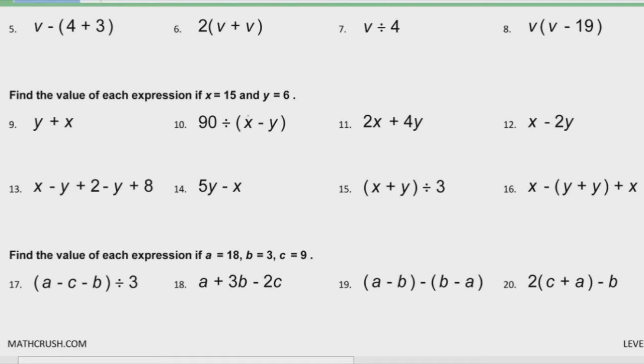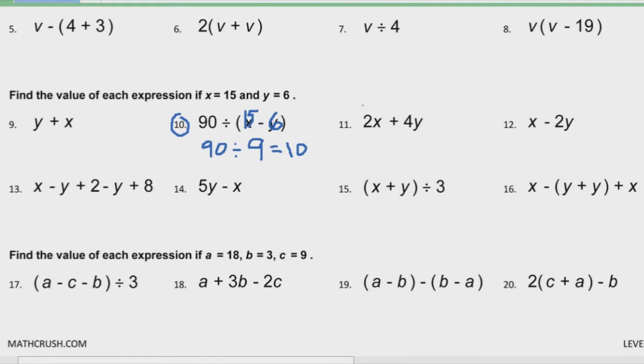Problem 10. You got x here, and that's going to be a 15. You got y here, that's going to be a 6. They're in parentheses, so you got to do parentheses first. 15 minus 6 is 9. You got 90 over here. You got division, and 90 divided by 9 is 10. And you find 10 up above and shade it. You're going to shade it dark because 10 is an even problem.